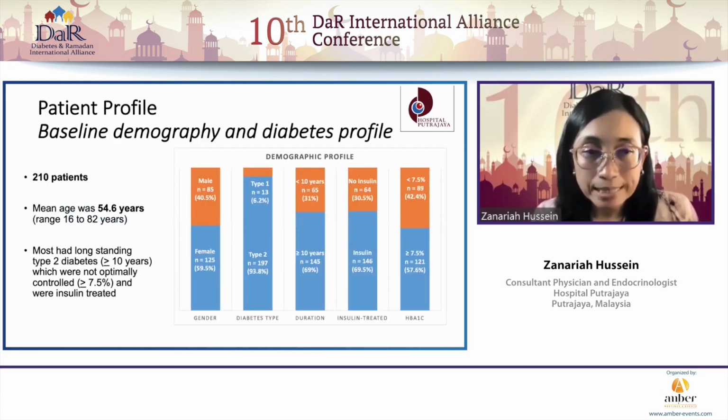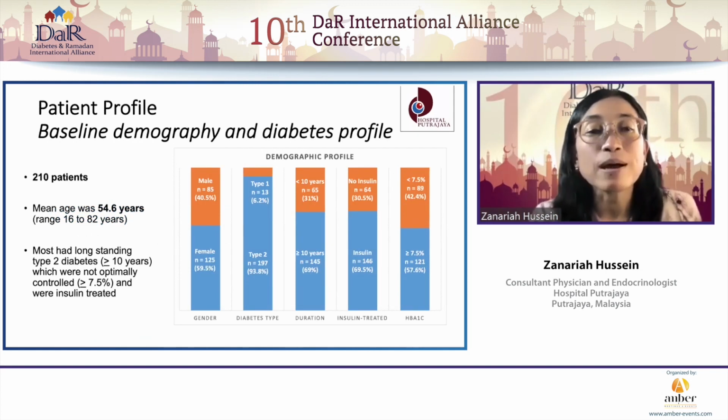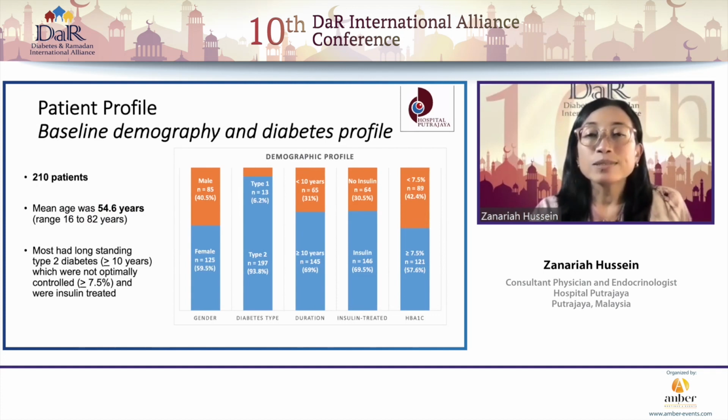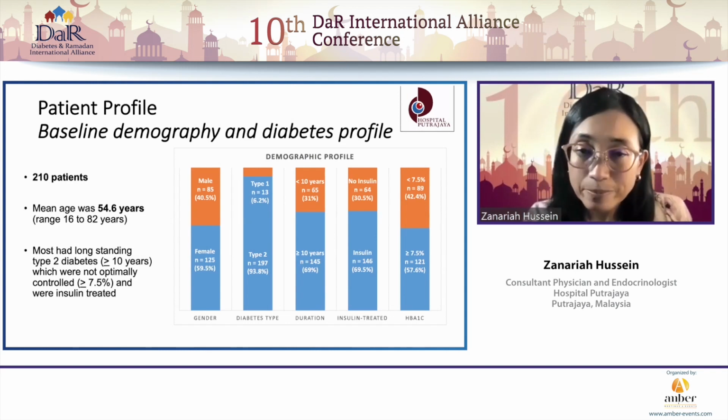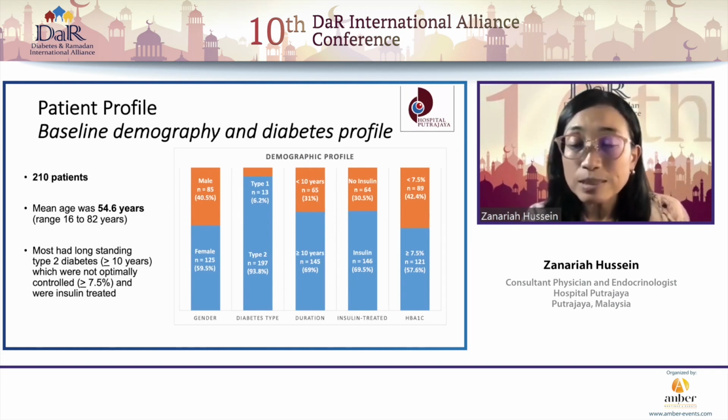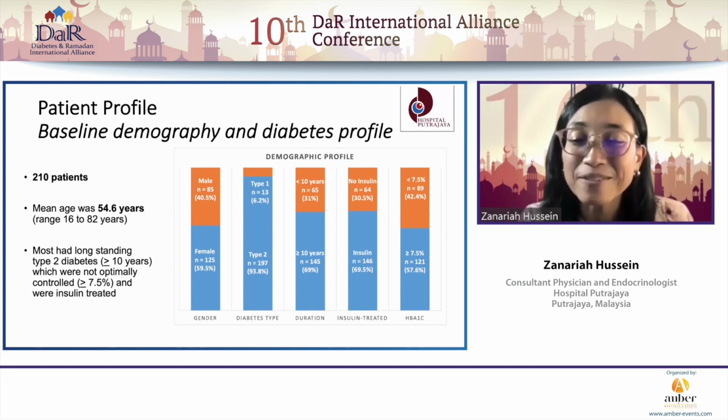So we had 210 patients. Their mean age was about 54. About 60% were female. And as you can broadly see, according to each of the elements assessed in that risk calculator, if we look at type of diabetes, 94% of the patients were type 2 diabetes. We only had one type 1 clinic during that 5-week period because we have a monthly clinic.